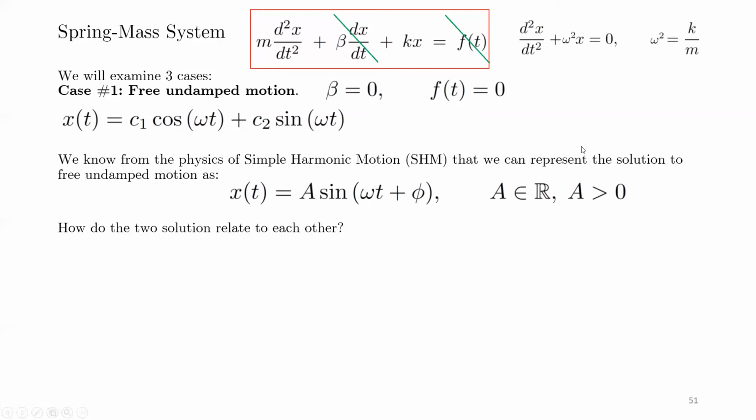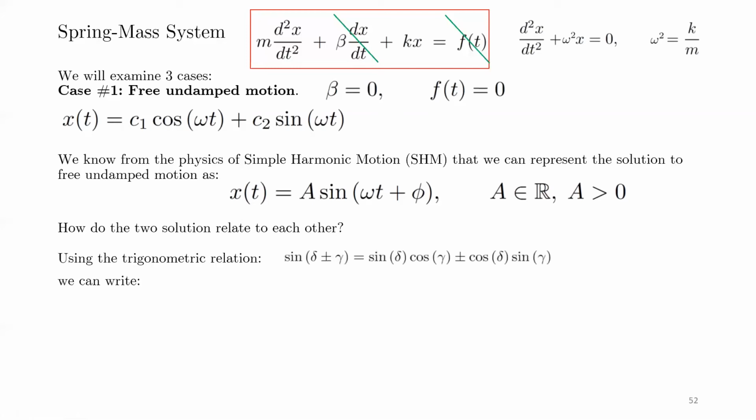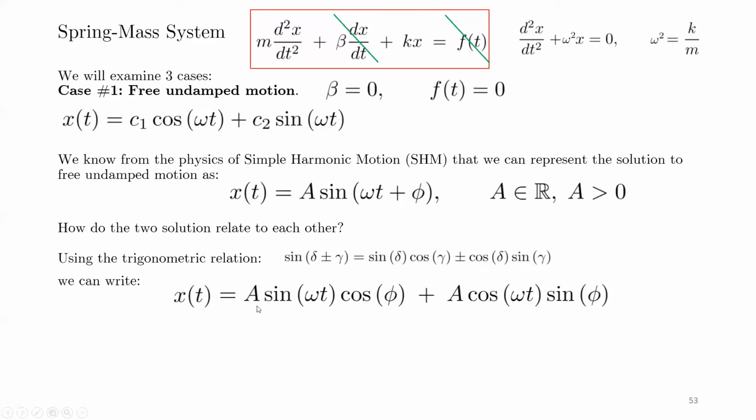Okay, so how do the two solutions relate to each other? Let's find that out. Well, we have the trigonometric relation for the sine of the sum of two angles: the sine of the sum equals the sine of one of the angles times the cosine of the other plus the cosine of the angle times the sine of the other. So we can apply this trigonometric relation to this sine of omega t plus phi, and that allows us to write x of t equals A times sine of omega t times cosine of phi plus A times cosine of omega t times sine of phi.